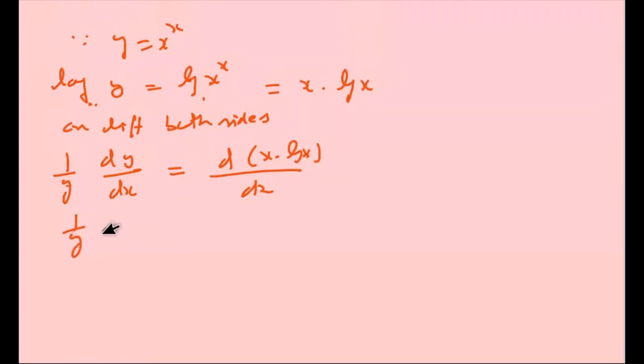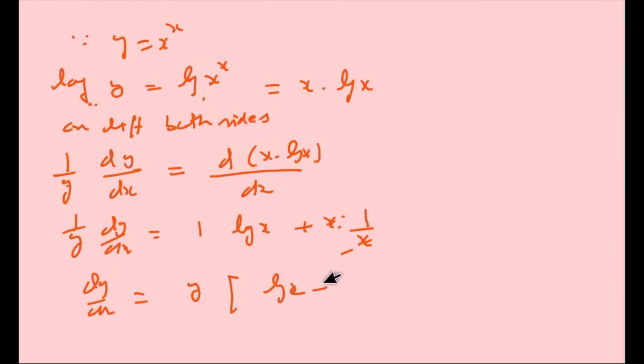So 1 upon y dy by dx equals, using the product formula, the derivative of x is 1 times log x, plus x times the derivative of log x, which is 1 upon x. Now you have to find dy by dx, therefore cross multiply: log x plus 1. Now put the value of y; if y is not given in the question and you are writing y yourself, write x to the power x. That will be your answer.